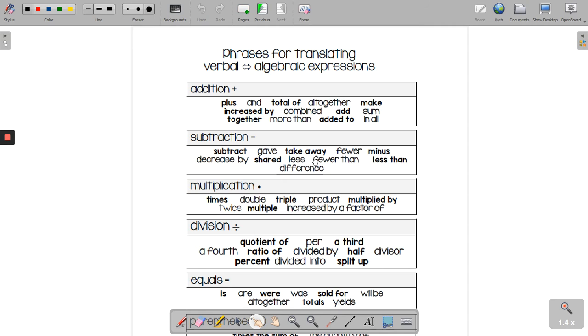different terms to translate an algebraic expression into a verbal expression. So addition. Some words that mean addition are plus, total of, altogether, more than, combined, adds, in all. A couple more there too. For subtraction, there's subtract, take away, fewer, minus, decrease by, less, less than, and then difference.